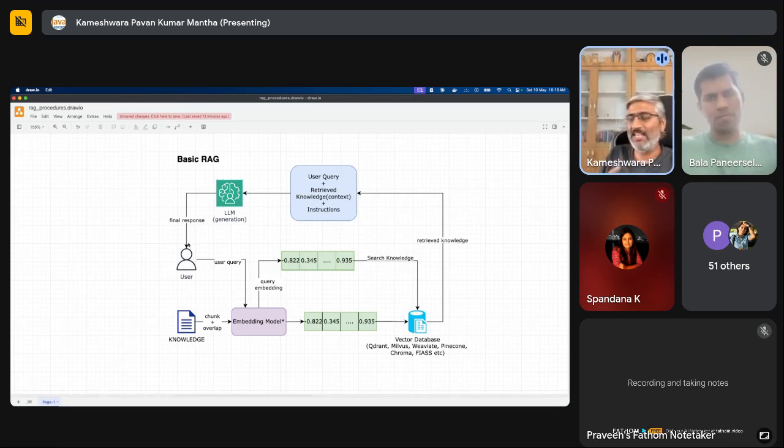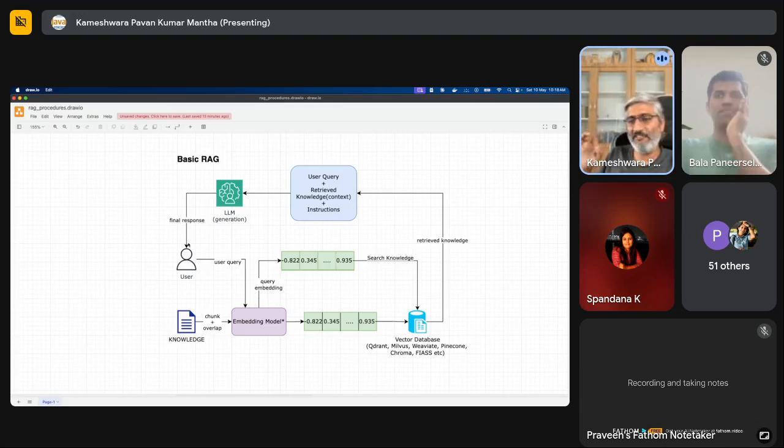So this is the actual process that kicks in when you start implementing a RAG. Now, the expansion of RAG is basically retrieval, augmentation, generation. Retrieval, augmented, generation. That's the actual definition of RAG.